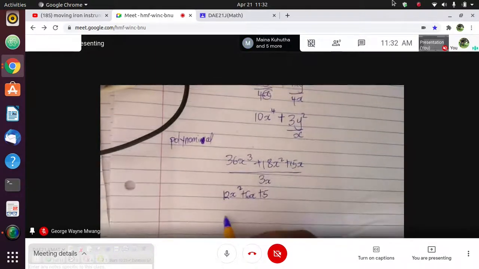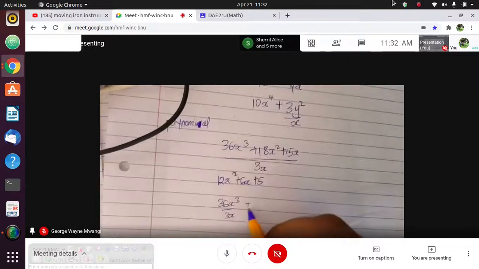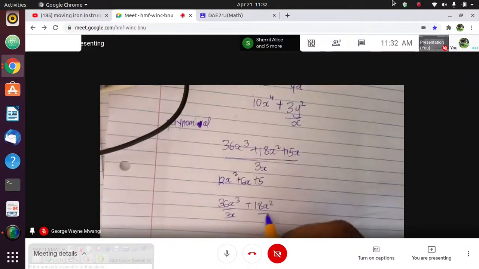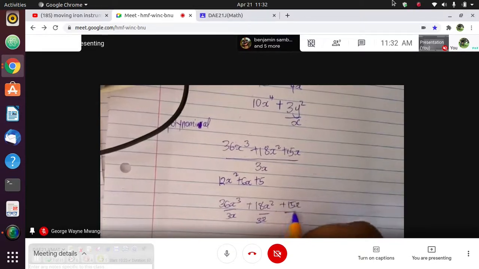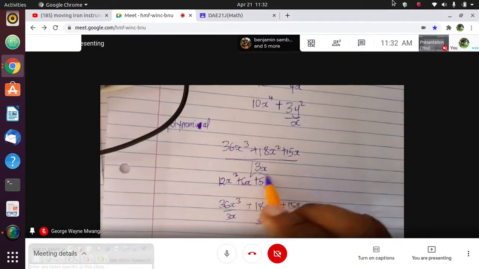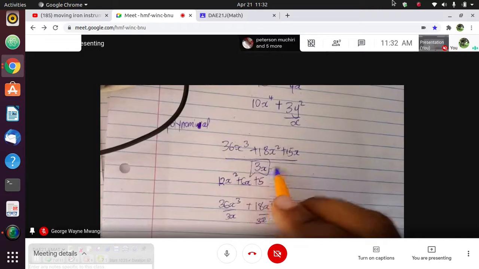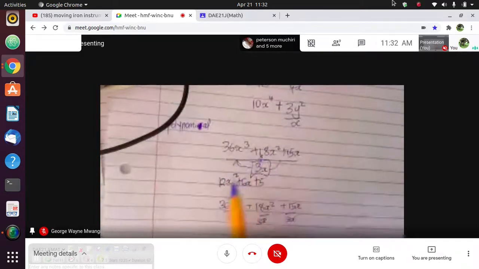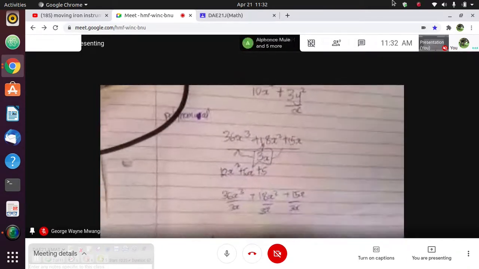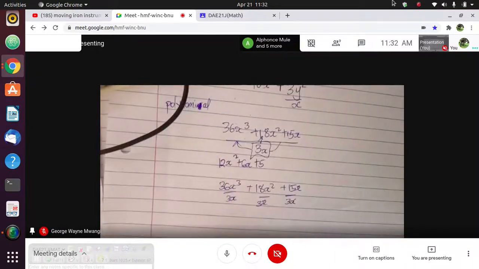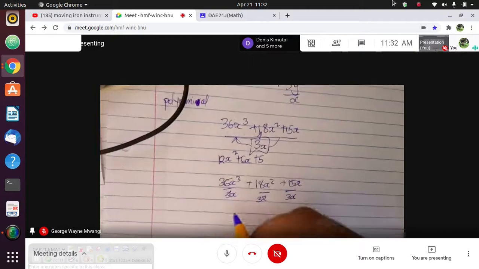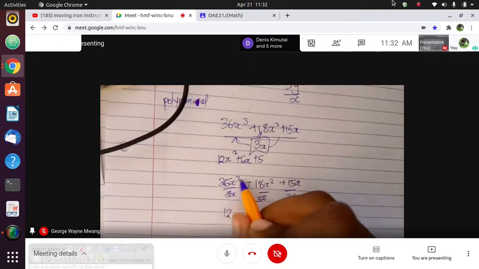Now 36x cubed over 3x plus 18x squared over 3x plus 15x over 3x. Our denominator is common. It is being shared by these three values, so it is dividing each of them. Now, the 36 divided by 3 ni ngapi? 12. We have x cubed divided by x, inakuwa x squared.